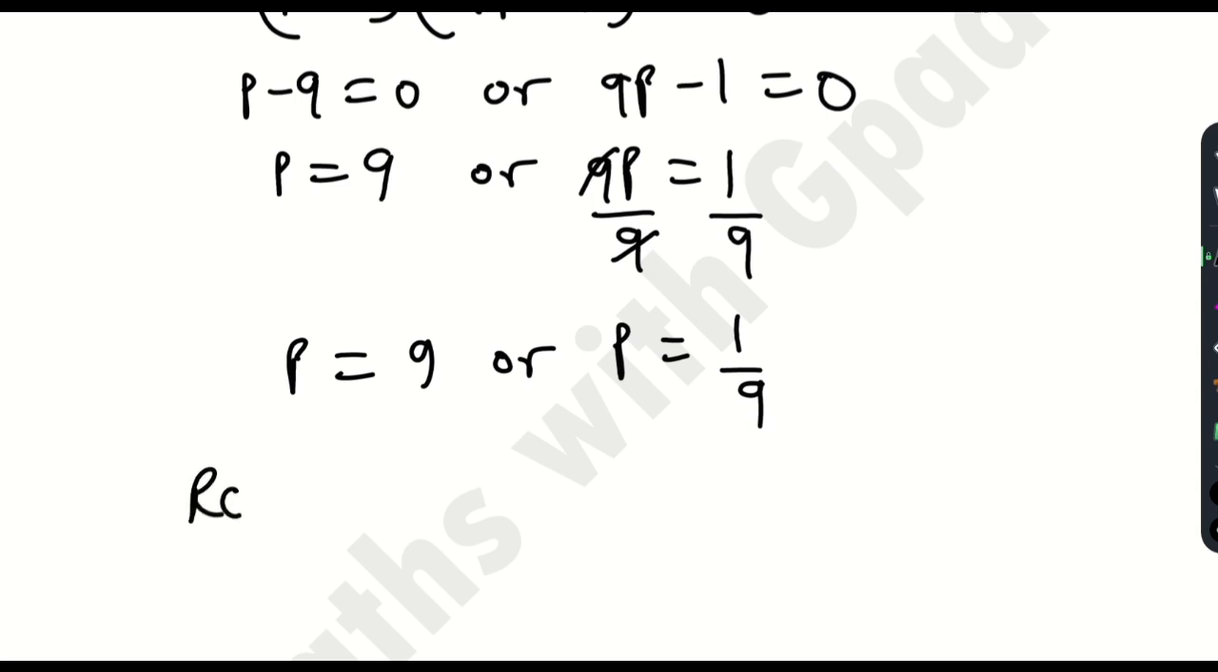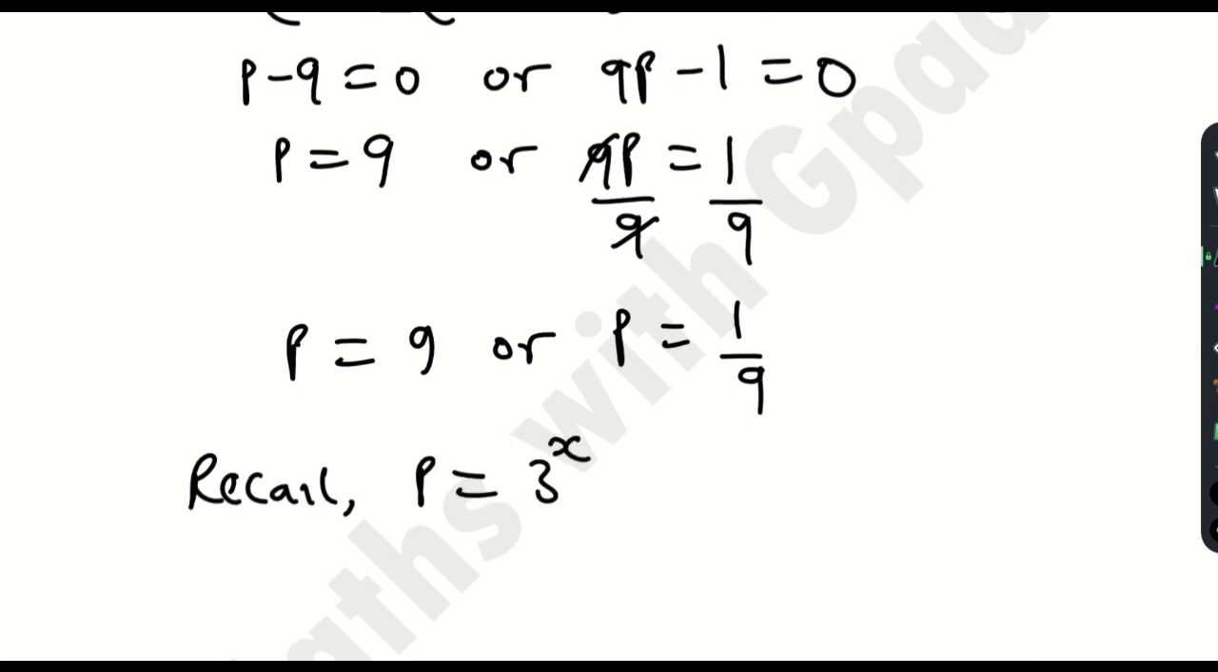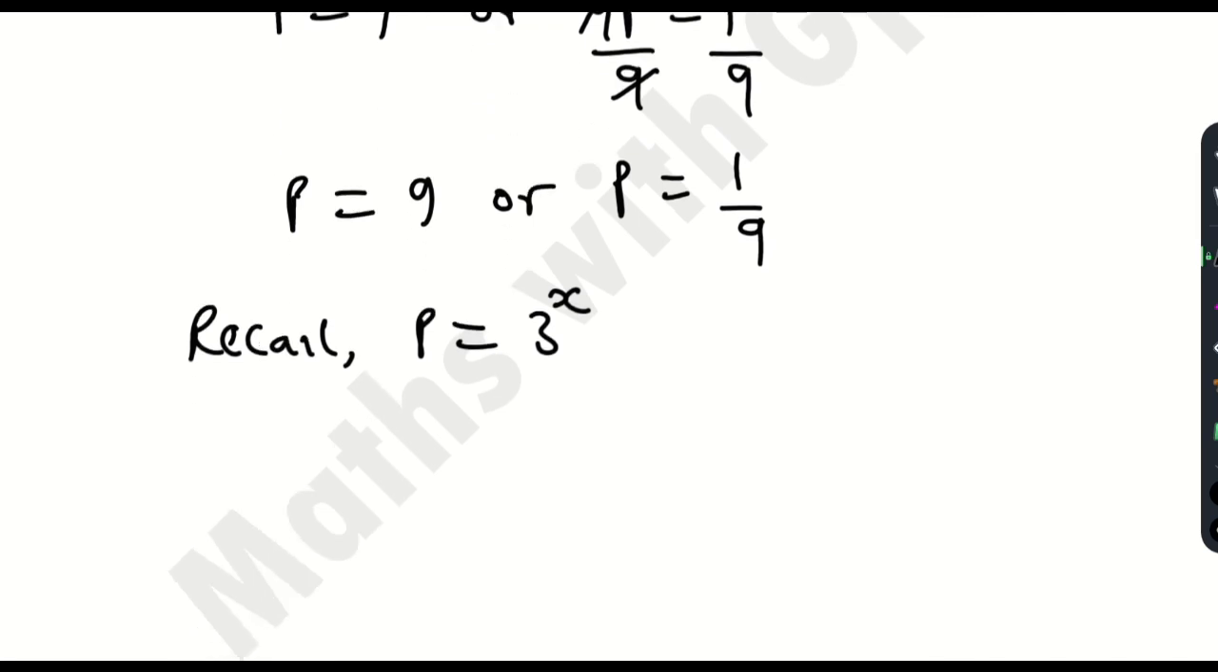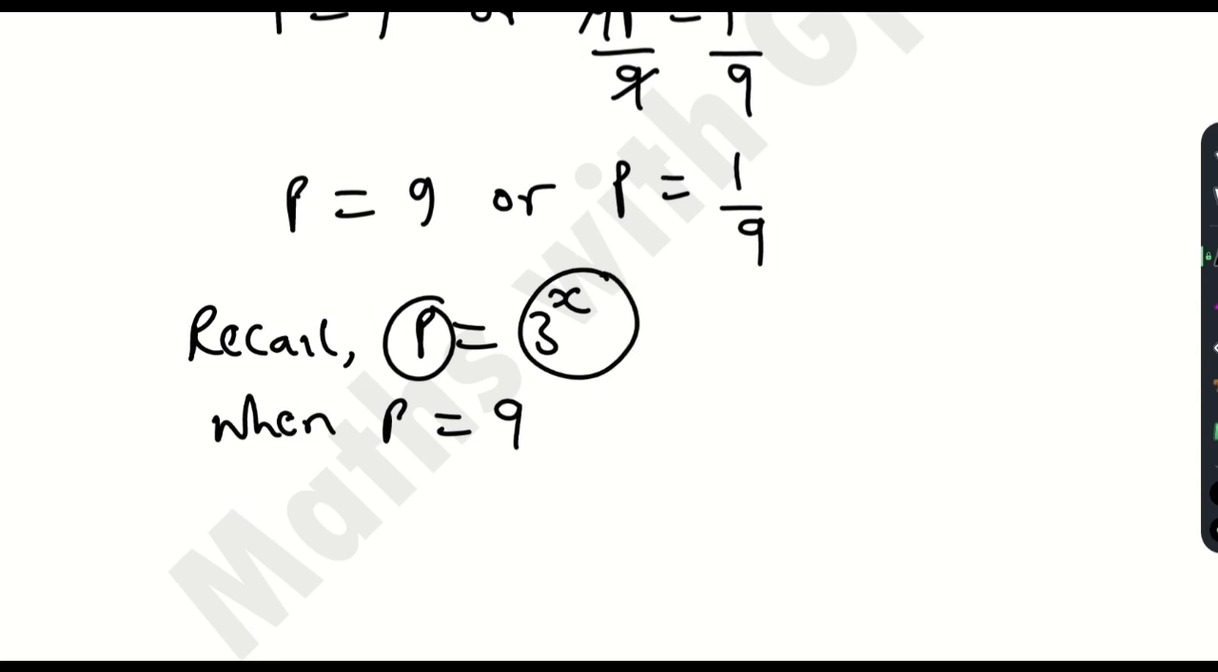Now recall, since we already have the values of p as 9 or 1 over 9, recall that we set p to be equal to 3 raised to the power x. Since we are looking for the value of x and not p, we need to bring back 3 raised to the power x. So when p is equal to 9, what is going to be x? I'm going to replace p with 3 raised to the power x in this equation. So it's going to be 3 raised to the power x is equal to 9.